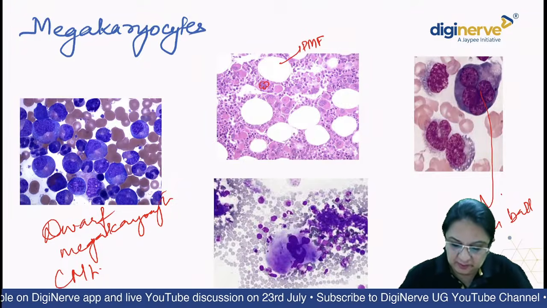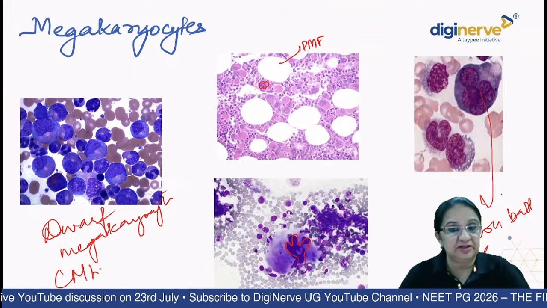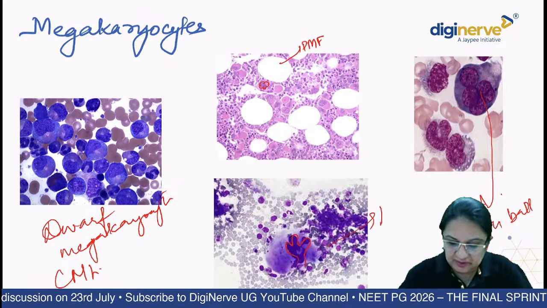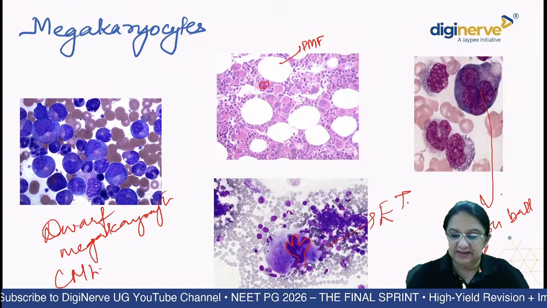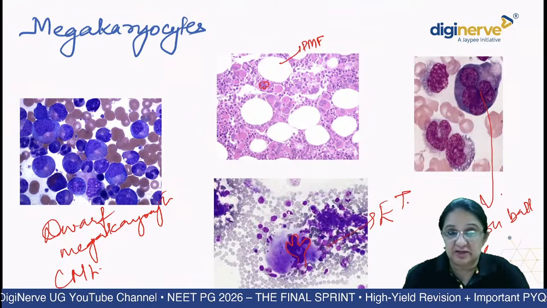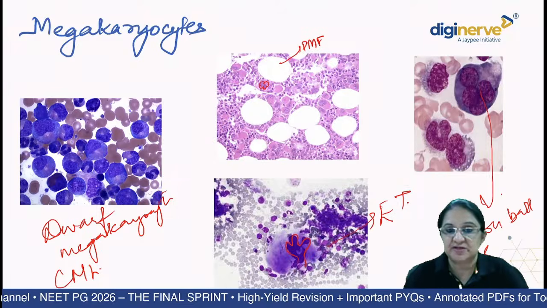Then the megakaryocyte having a staghorn-like nucleus. Where do you see this? You see it in essential thrombocythemia. These are the characteristic megakaryocyte abnormalities that can be asked even as image-based questions, right?